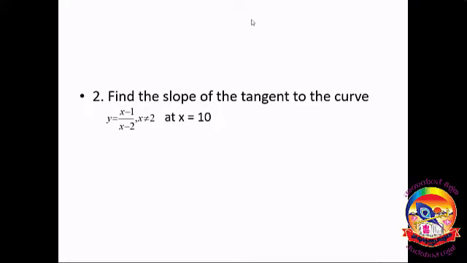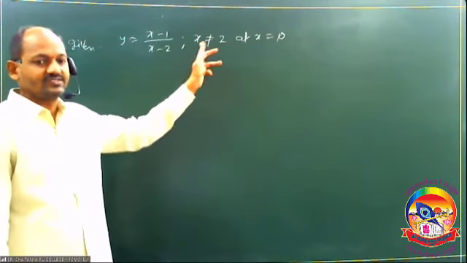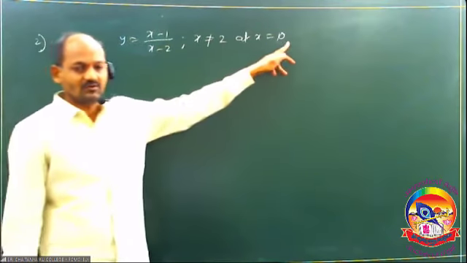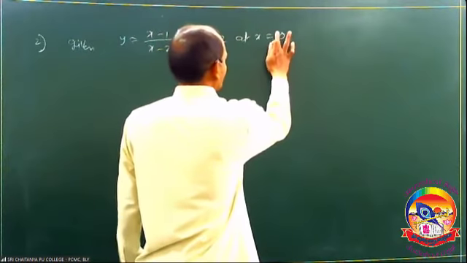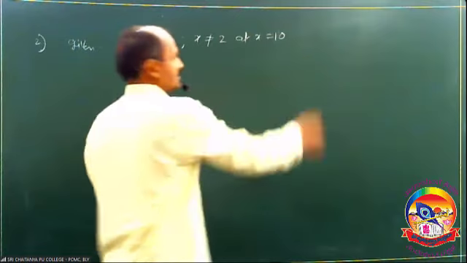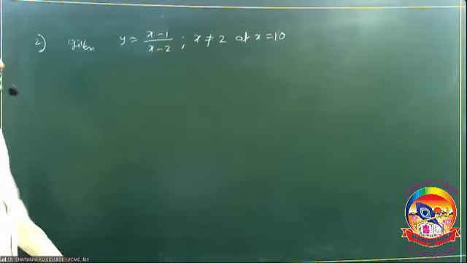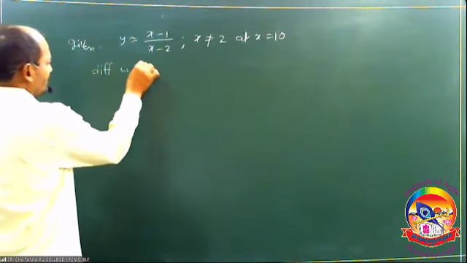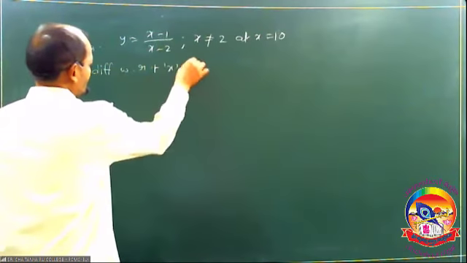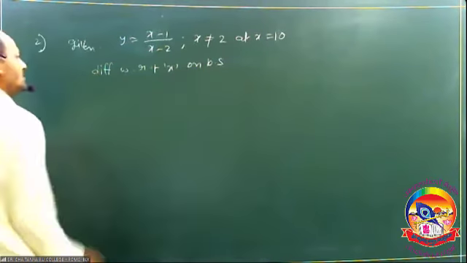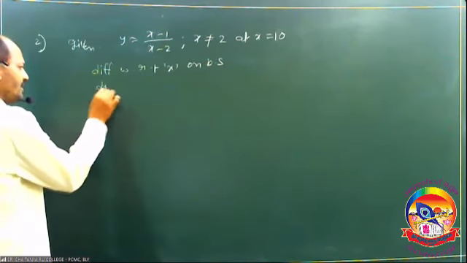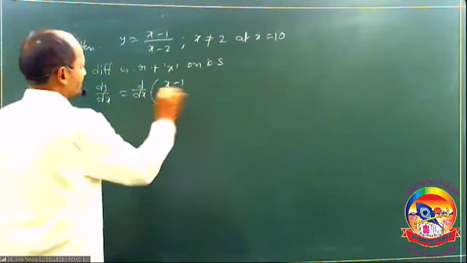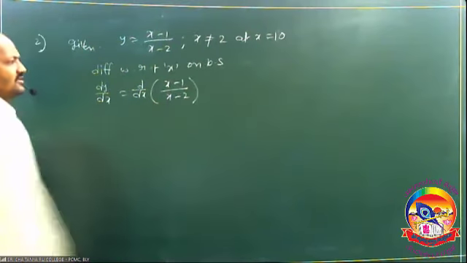Here, for the given curve, if x is equal to 2, it is not defined, so other than 2. At x is equal to 10, find the slope of tangent. Same, slope of tangent means dy by dx. So differentiate with respect to x on both sides. That is dy by dx is equal to the derivative of x minus 1 divided by x minus 2.